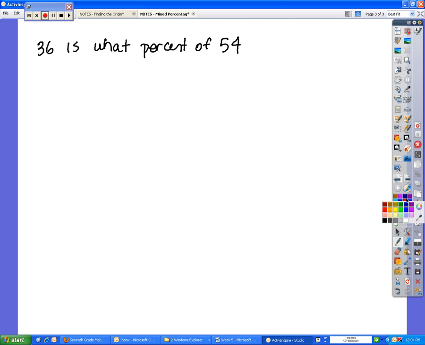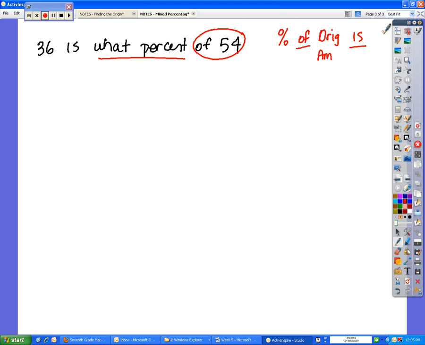All right, guys, let's have a little look. 36 is, let's look at our keywords. We've got our "of" 54. 36 is what percent? We don't know what the percentage is, but we know that 36 is that amount. So just a little reminder, we had our percentage of our original amount is the answer, the percentage amount, answer amount.